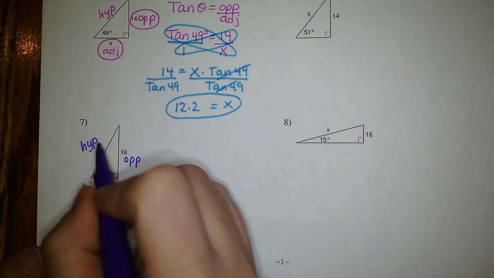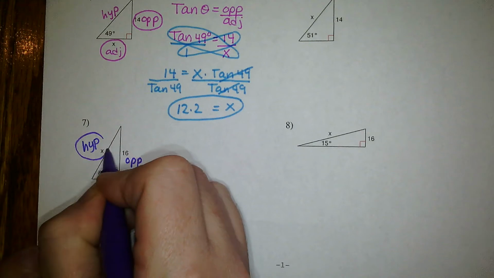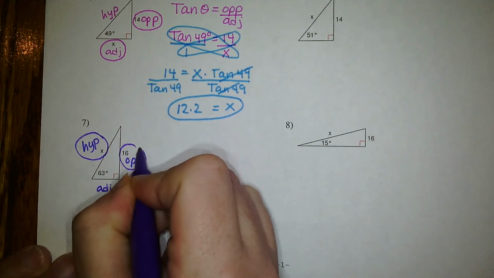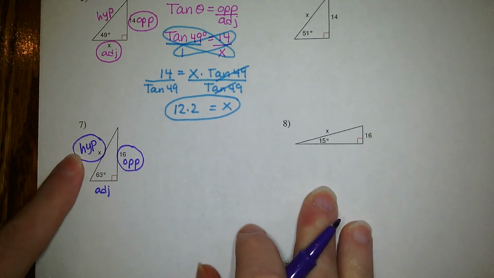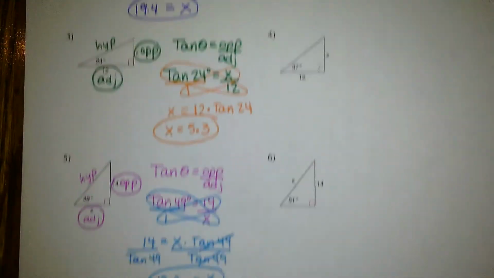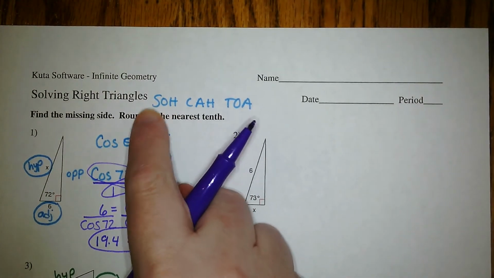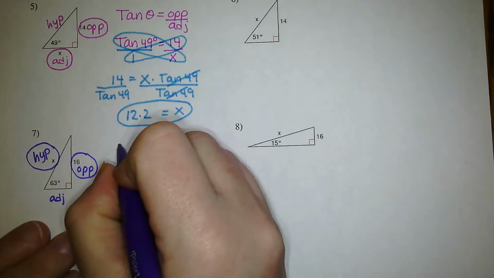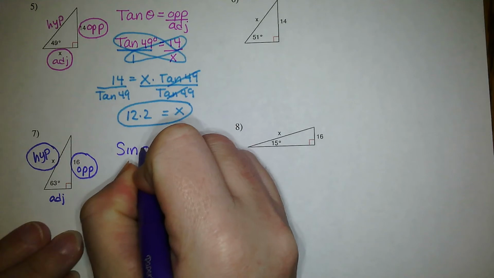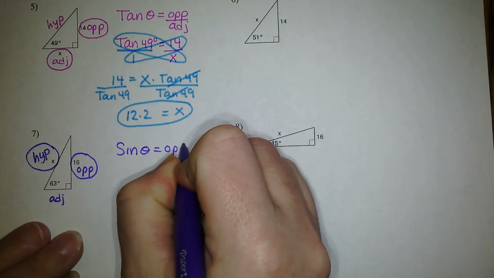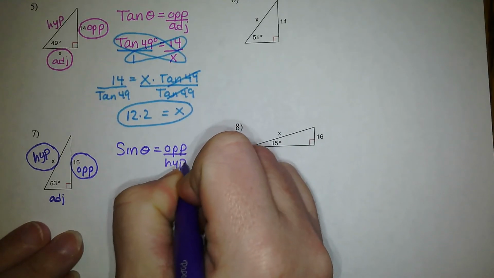I'm going to circle my information. So I have a side that has an x and I have a side that has a 16. And now I'm looking for hypotenuse and opposite. So I go back up, hypotenuse and opposite, that's a sine function. So we're going to take our sine and we're going to write our template. Sine theta equals opposite over hypotenuse.